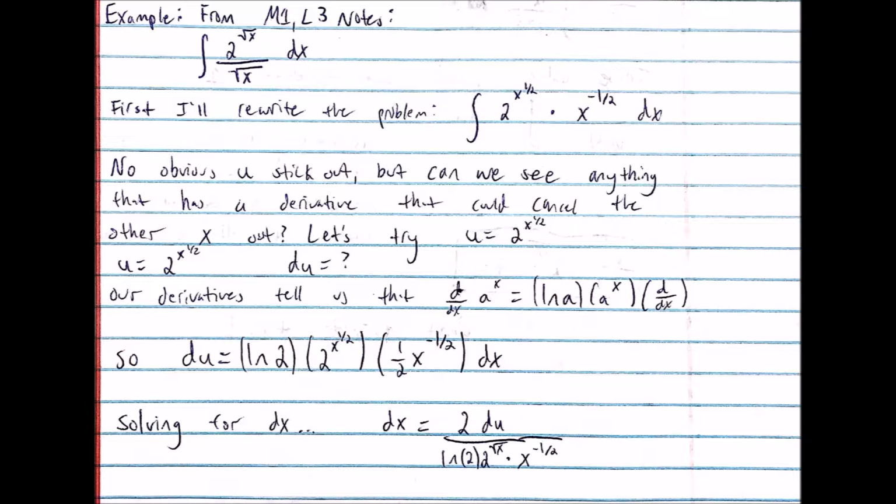So just taking a guess, we could try out u equals 2 to the power of x to the 1/2. So if that's the case, first we have to solve for du. The derivative rule tells us that for any function a to the x, the derivative would be ln a times a to the x times the derivative of the x in the function a to the x. So therefore, our du equals ln of 2 times 2 to the power of x to the 1/2 times the derivative of that x to the 1/2, which is 1/2 x to the power of negative 1/2 dx. So now if we solve for dx, that gets us to 2 du over ln 2 times 2 to the square root of x times x to the power of negative 1/2.